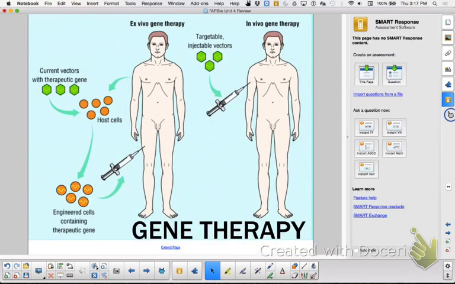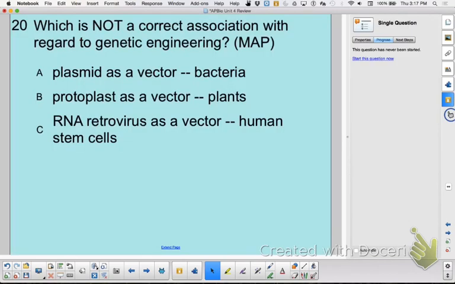Ex vivo, in vivo. Which one do you remove the cells, alter, and return? Yes. Okay. Which of these? B. Plants aren't vectors. Who's a vector? Plasmids and viruses. I don't know how many times I say that.